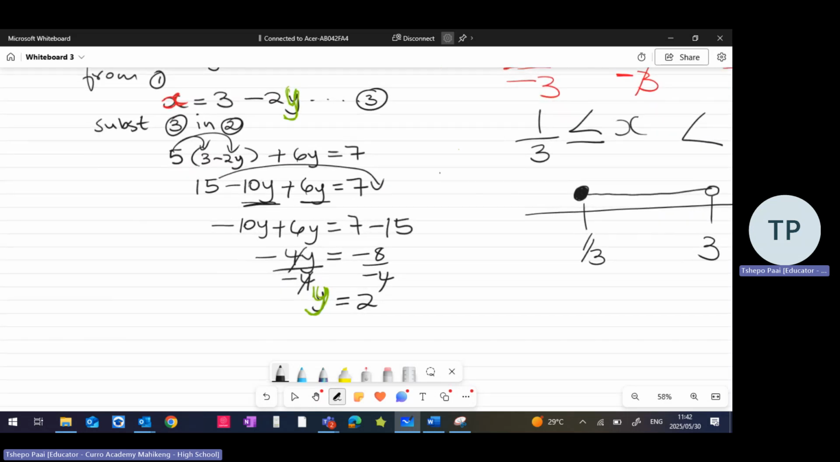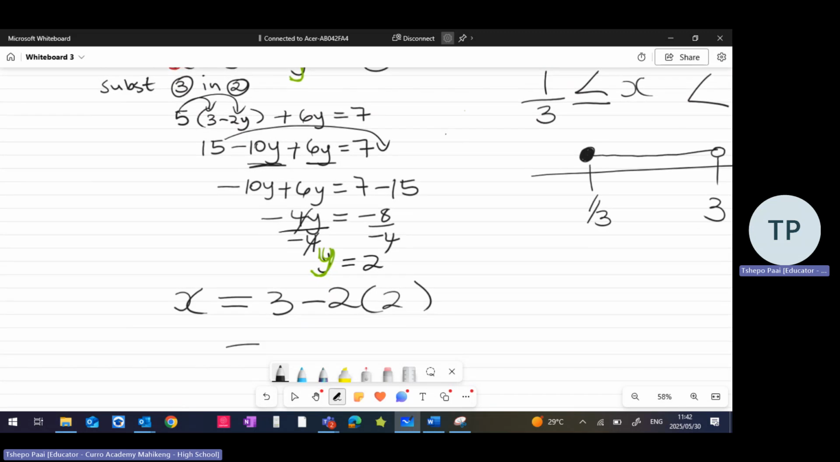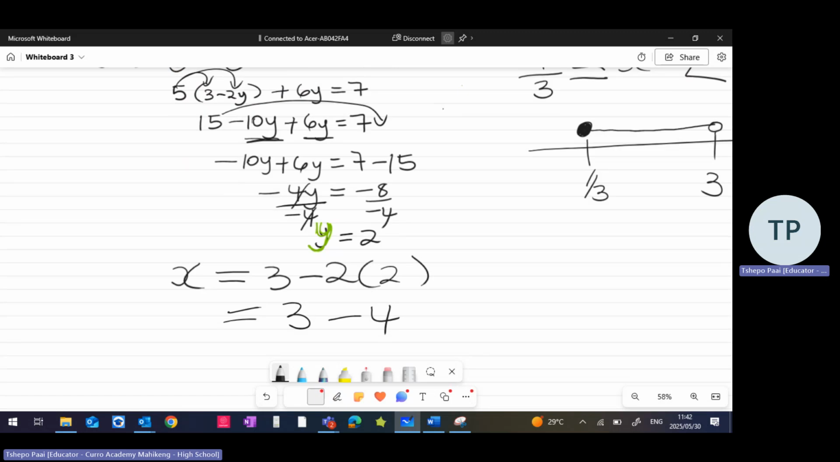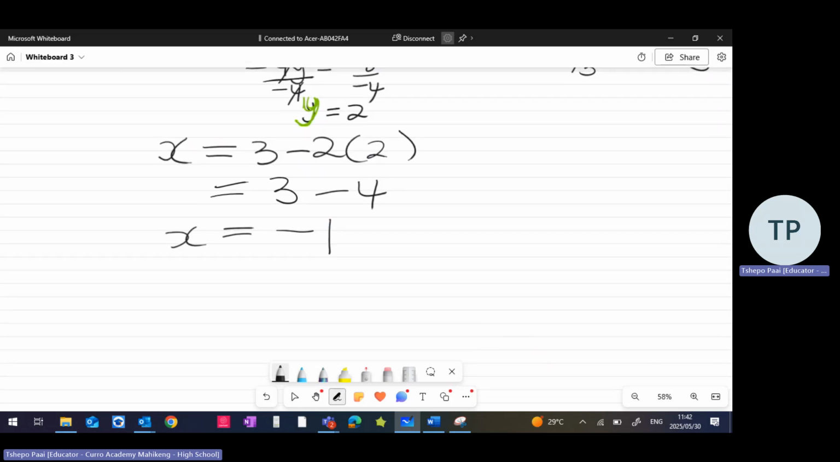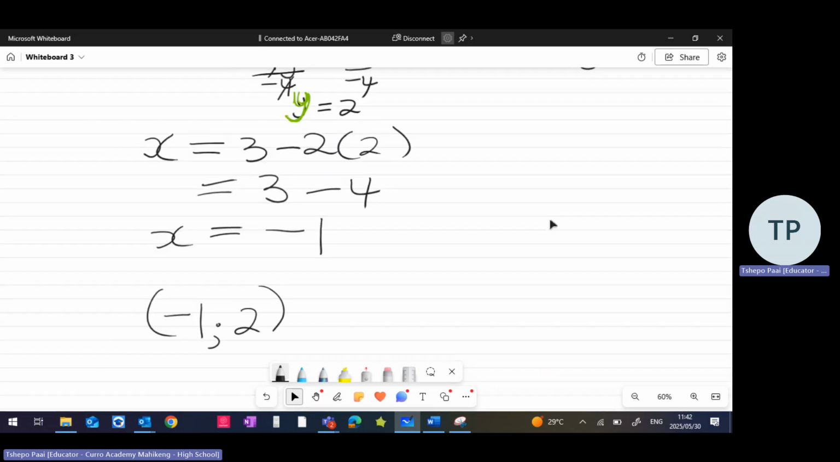Let's go to equation 3. What is in equation 3 is x equals to 3 minus 2. Where there is y, what do I write? 2. Can we all listen? So we have 3 minus 2 times 2, it's minus 4, which is 3 minus 4, what do we get there? Negative 1. So what are the coordinates? We found x to be negative 1 when y was 2. So guys, this is how we will answer question 2.